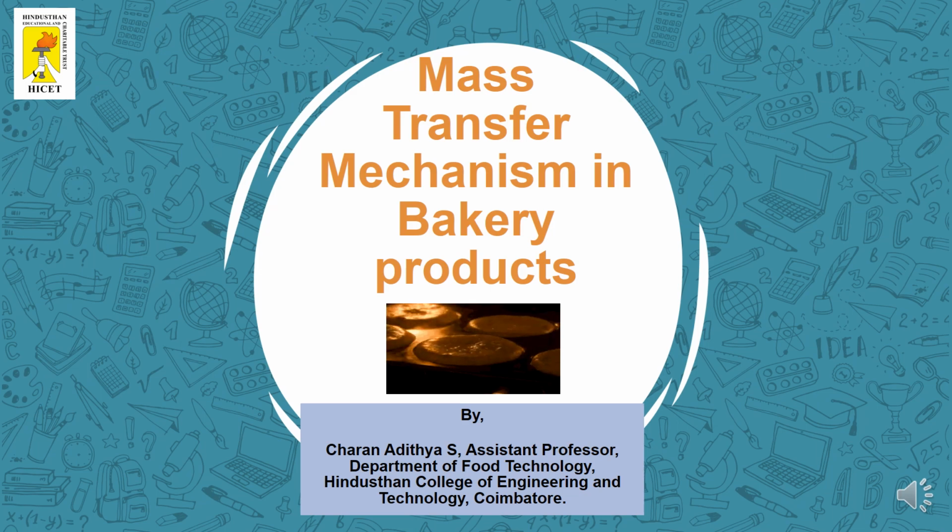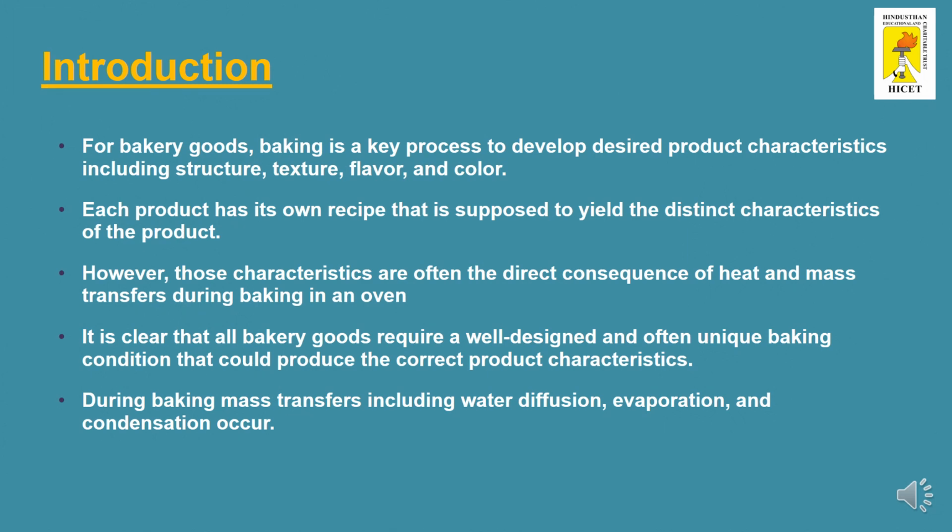So today we are going to talk about the mass transfer mechanism in bakery products. Introduction. For bakery goods, baking is a key process to develop desired product characteristics including structure, texture, flavor and color. Each product has its own recipe that is supposed to yield the distinctive characteristics of the product. However, those characteristics are often the direct consequence of heat and mass transfers during baking in an oven.